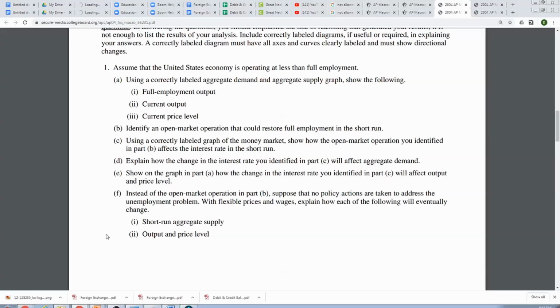So instead of doing the open market operations, in this part they're either going to say actually use fiscal policy or they're going to say just wait. So they're asking us just to wait. We talked about this right before we went on hiatus. This is where we wait. Wages go down, prices fall. The aggregate supply curve shifts to the right. And so we have the short run aggregate supply curve shifting to the right. Output rises, but price level falls. It's the opposite of stagflation.